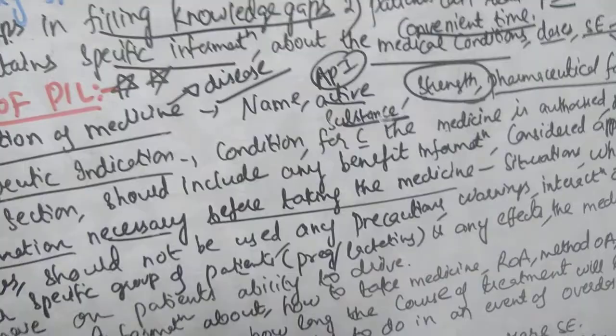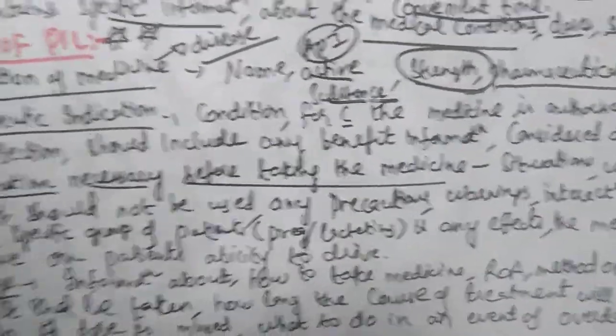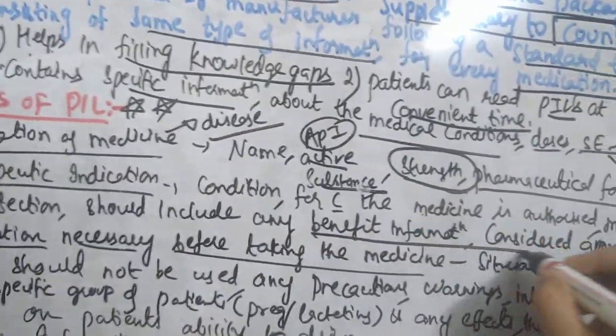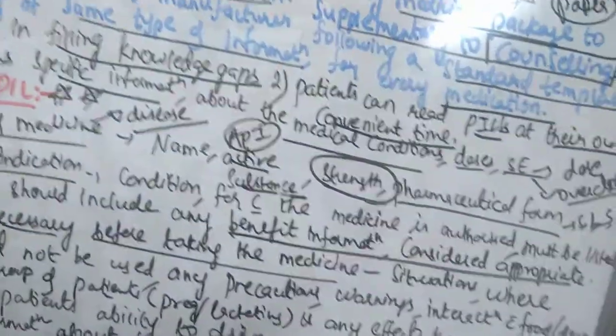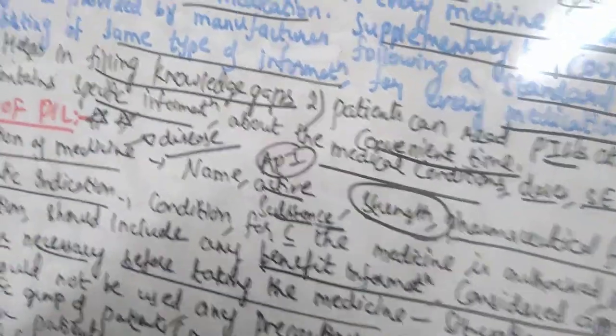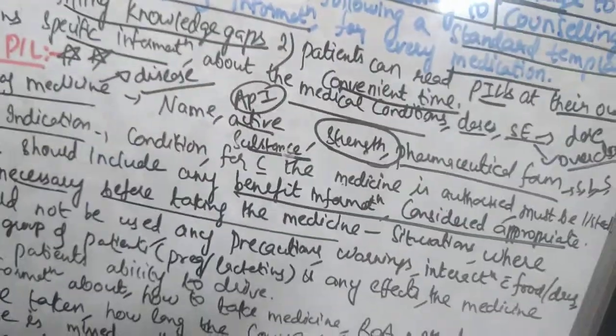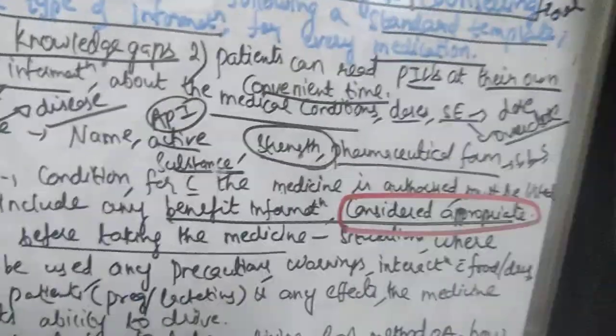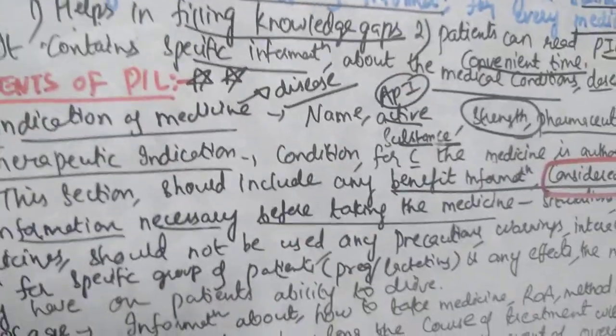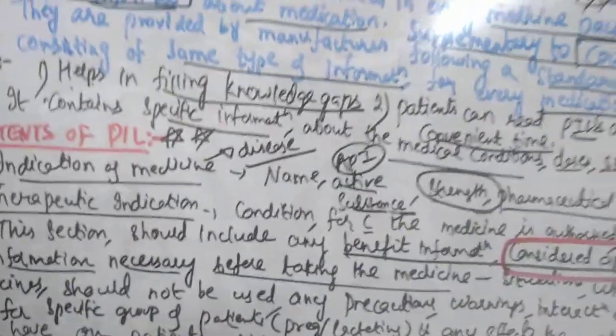Apart from this, the section should also include any benefit information considered appropriate. Any benefit information means, suppose you are taking that medication regularly, what benefits you can achieve. So that benefit information should be included, whatever is considered appropriate, in your PIL.